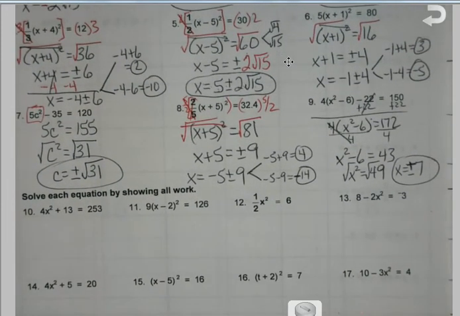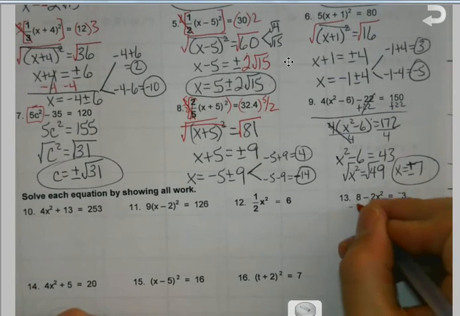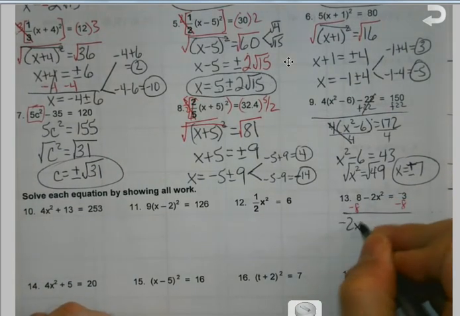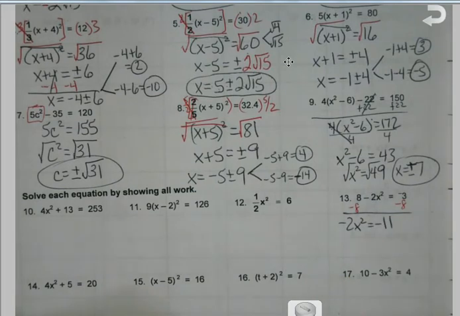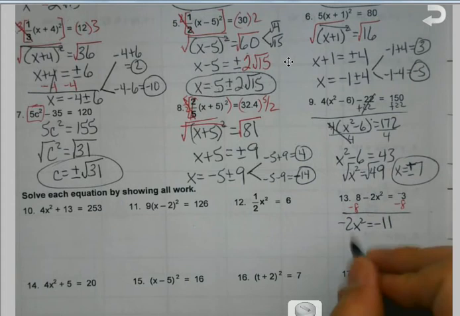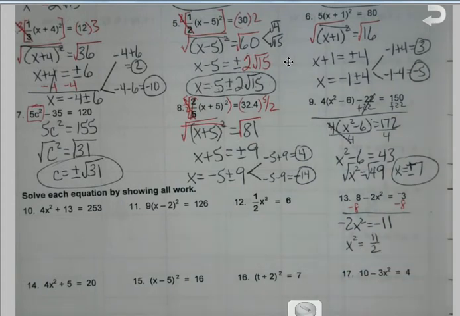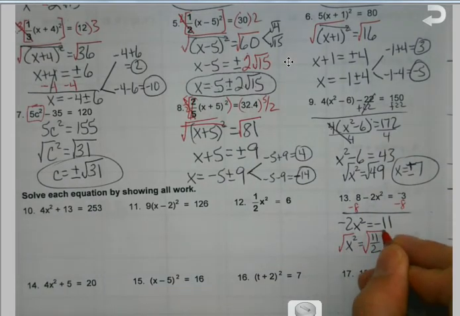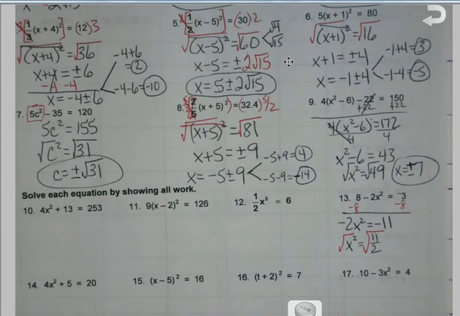Get down to 13. Doesn't look too terrible at the start. Like, all right, minus the 8. Okay, negative 2x squared equals negative 11. Now I got to keep reminding myself, no decimals. Divide by negative 2, I get 11 halves. Uh-oh. When I go to take my square root, remember, I can't have a radical in the denominator. So I got to do a little rationalizing work.